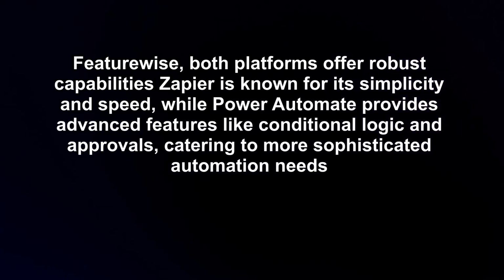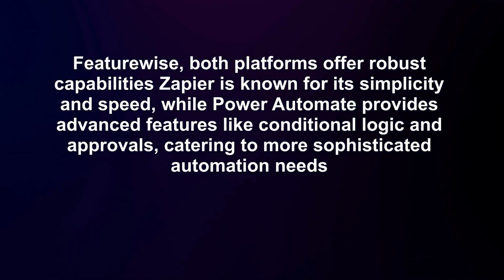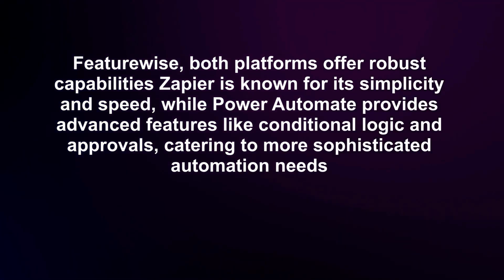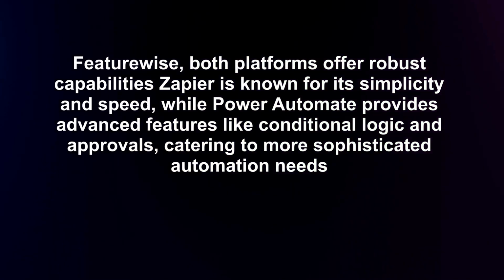Feature-wise, both platforms offer robust capabilities. Zapier is known for its simplicity and speed, while Power Automate provides advanced features like conditional logic and approvals, catering to more sophisticated automation needs.